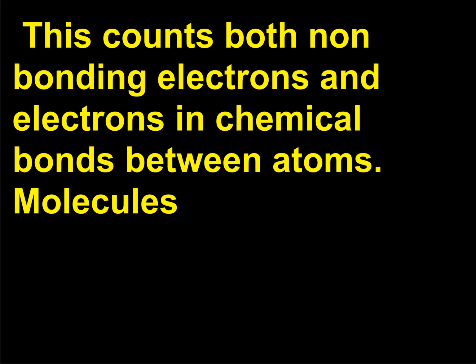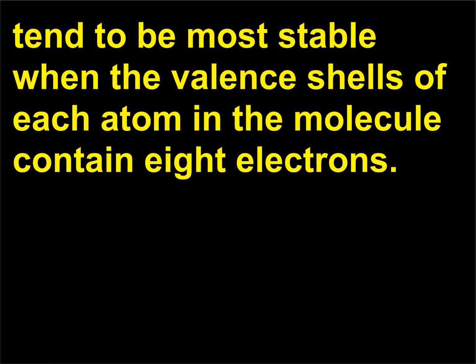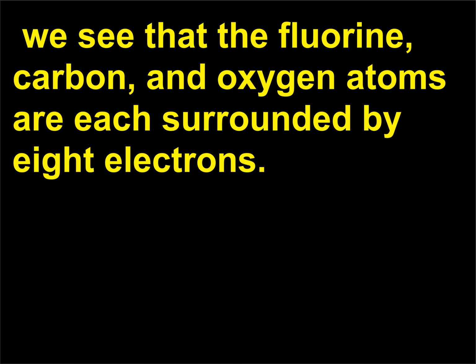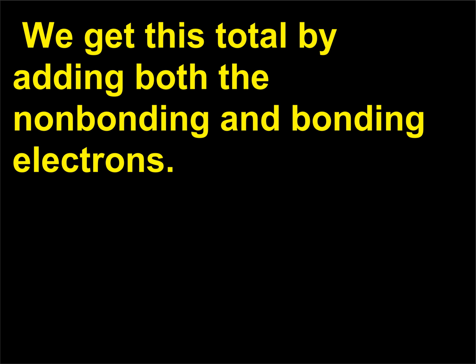Molecules tend to be most stable when the valence shells of each atom in the molecule contain 8 electrons. In the Lewis structures for F2 and CH2O, see the previous question, we see that the fluorine, carbon, and oxygen atoms are each surrounded by 8 electrons. We get this total by adding both the non-bonding and bonding electrons.